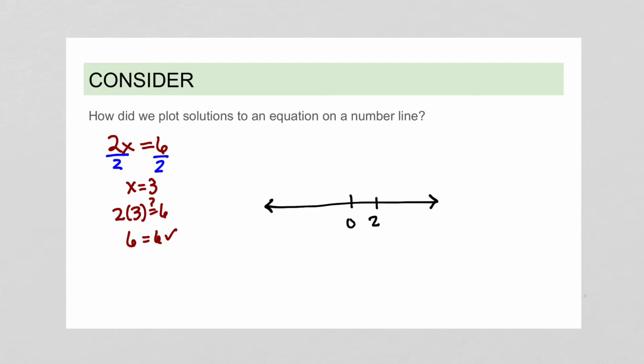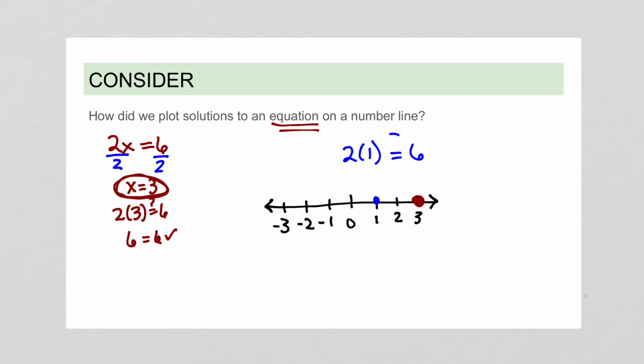Now, I'm going to plot on here. I know that my solution was x equals 3. So I would say, well, right here at 3, this makes it true. And that's all I have to do to plot the solution to an equation on a number line. It's just one single spot. If I put the dot anywhere else, like for example, if I said, oh, I think it's 1, well, then I could always check that and say 2 times 1, does that equal 6? Well, no. So we know that that is not the right answer.